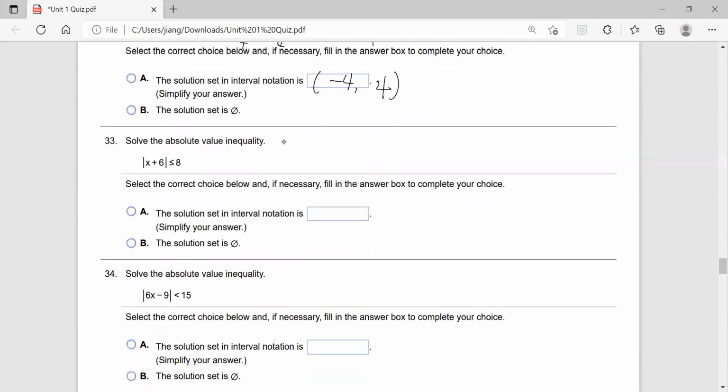Next one, solve the absolute value inequalities. So if I have absolute value of x plus 6 is less than or equal to 8, so x plus 6 is between -8 and +8. So solve for the x, subtract the 6 on all three sides. So the first one is -14, less than or equal to x and less than or equal to 2. So it's brackets because it has the equal sign. Brackets -14 and 2 brackets.